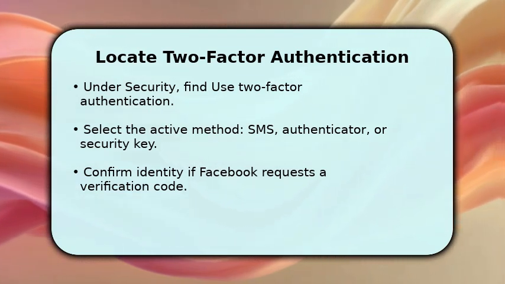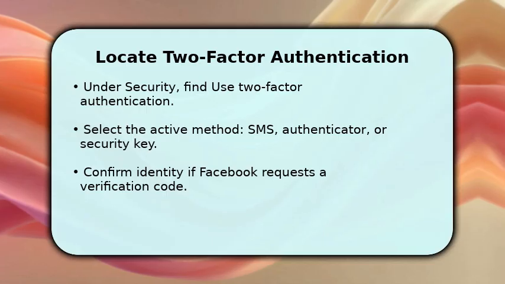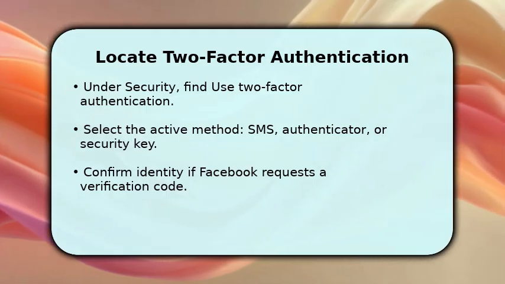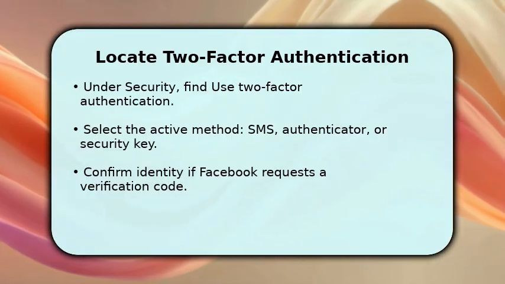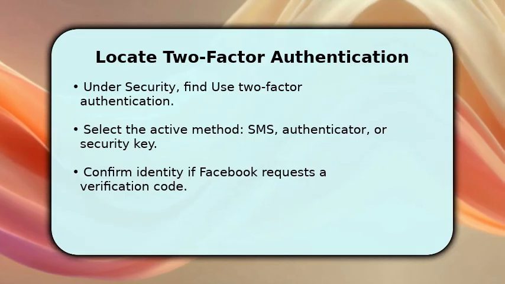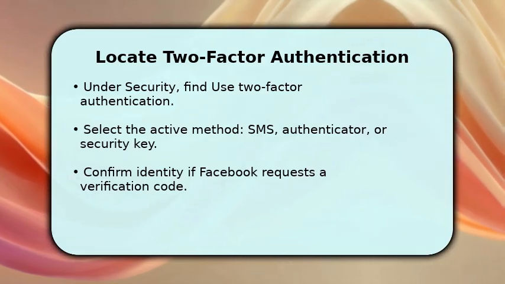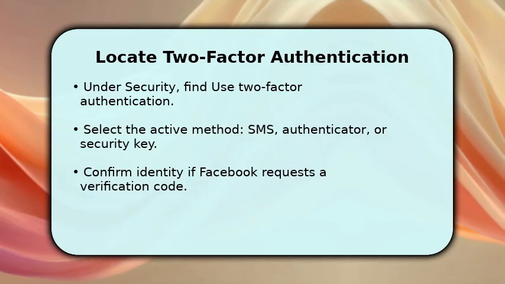If SMS is active, you'll see your phone number. If an authenticator app is used, it will show that method. Select the active method you want to turn off and follow the on-screen prompts. Facebook often asks for your password or a code sent to the registered device. Enter that to prove it's you.